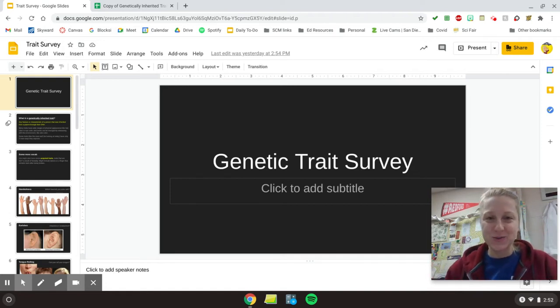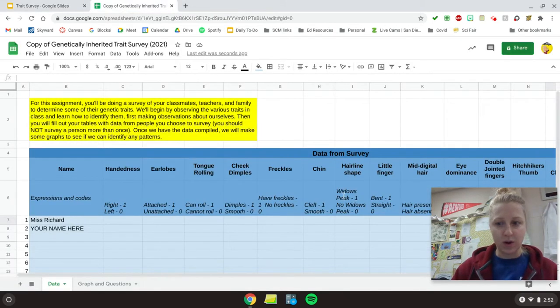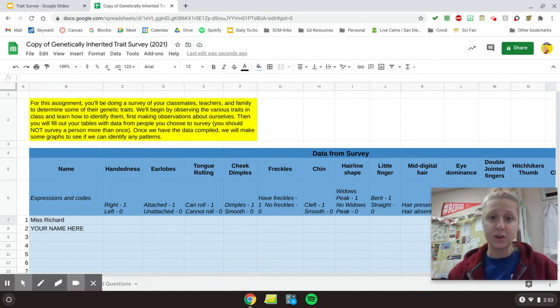So we need to talk about your genetic trait survey and how you know what these traits mean, what trait you or whoever you're surveying has, and we need to get some data filled in. So let's do that. We're going to also, real quick, talk about the spreadsheet that you'll be working in. A couple things about it.